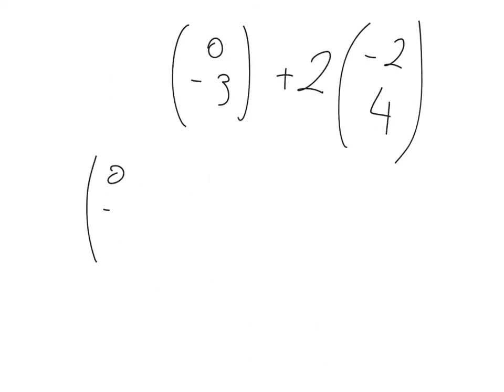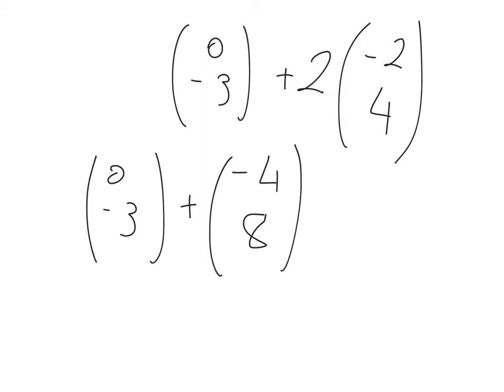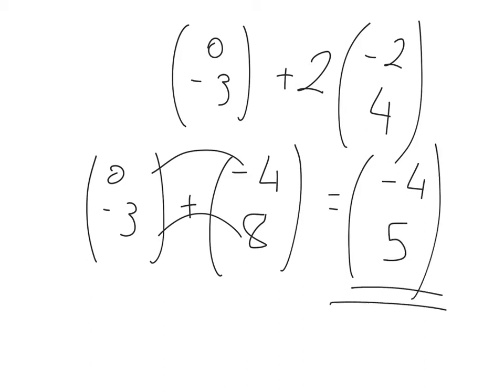So that's 0, minus 3. Add 2 lots of minus 2 is minus 4. 2 lots of 4 is 8. So again, just add these together. 0 plus minus 4 is minus 4. And minus 3 plus 8 is 5. So the resultant vector A plus 2B is minus 4, 5.